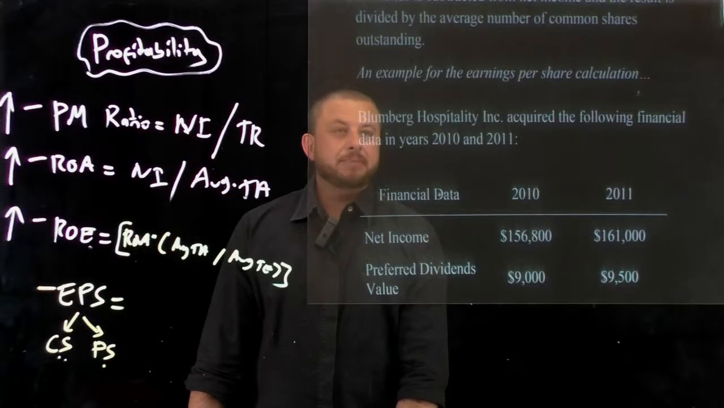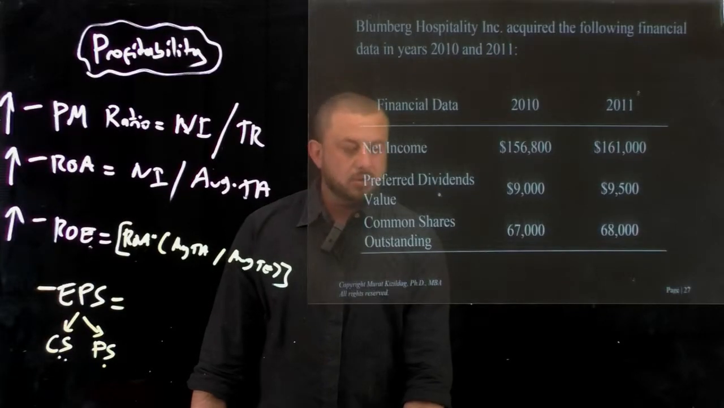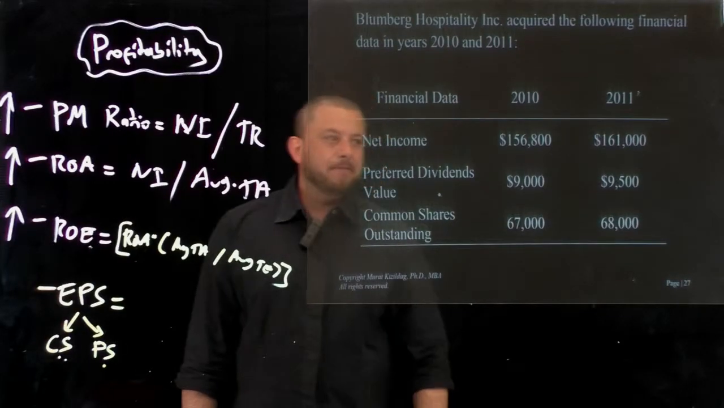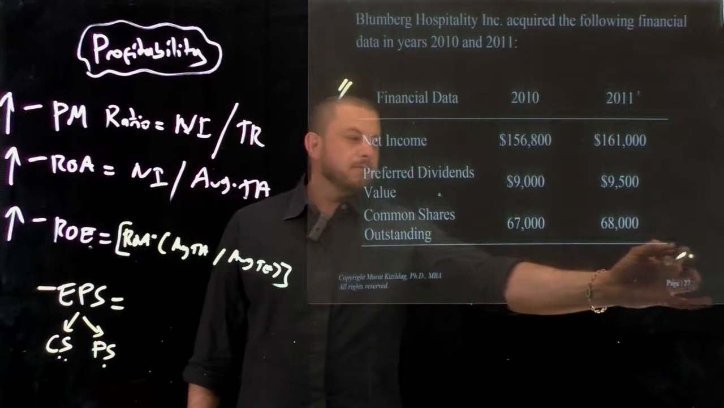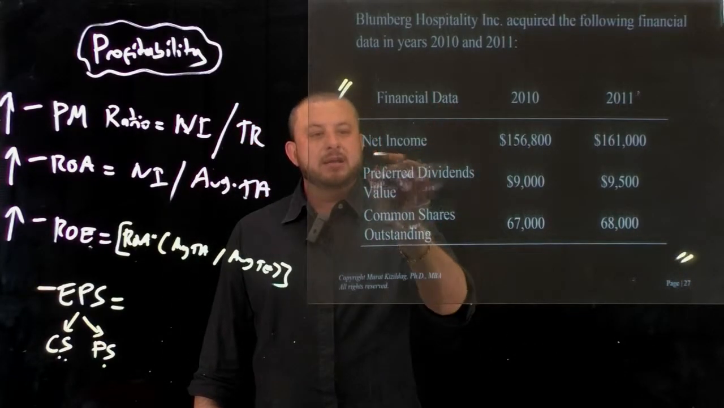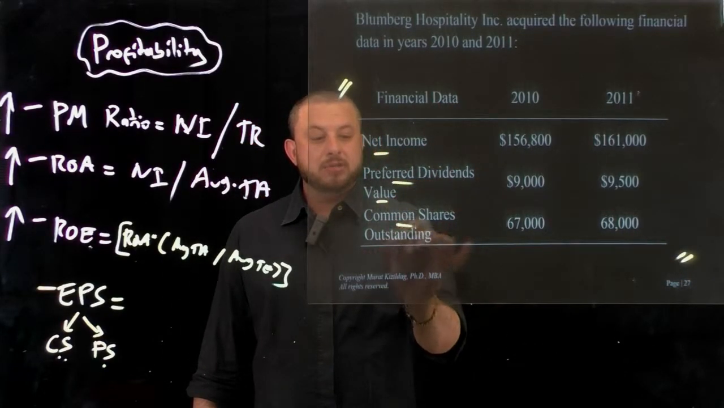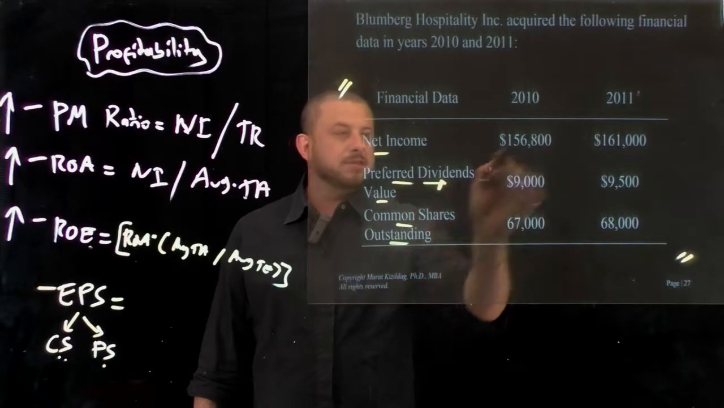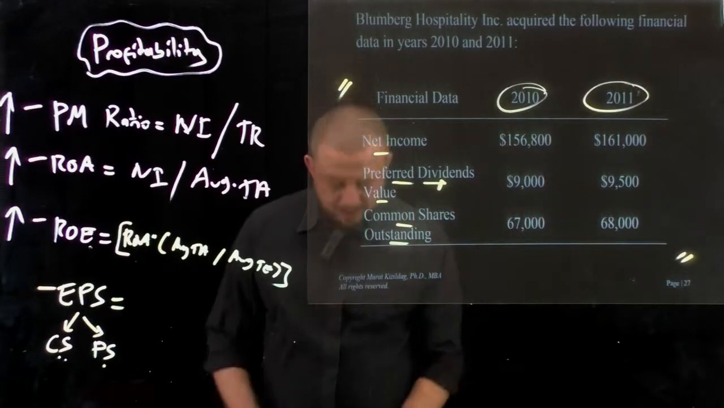So take a look at this example, Bloomberg Hospitality Incorporated. We have a table here with the financial data: net income, preferred dividends value, common shares outstanding. I'm going to talk about dividends in a second. We have 2010, 2011, okay?